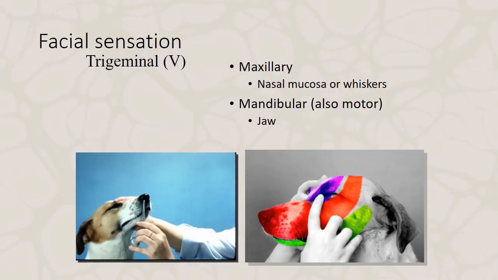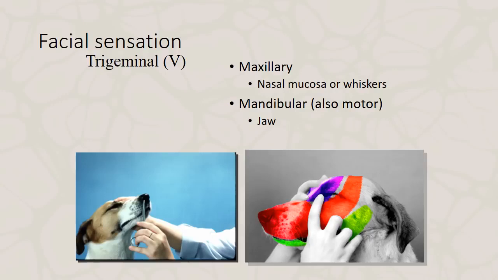The mandibular branch runs along the jaw. Now this area of the skin is not very sensitive and not very tender, so a lack of blinking on the mandibular branch is not a big concern. Really, the main important part of the mandibular branch is that it is motor to the masticatory muscles.